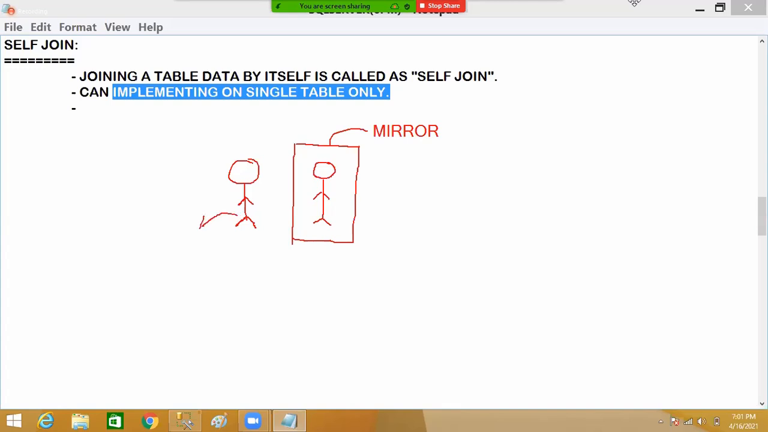Now this image is called a physical image. And whatever we are seeing in the mirror, this mirror image is called a virtual image. But what is happening here, guys? Your physical image, are you checking it with your virtual image only? So that means self-checking. Are you checking by yourself only?